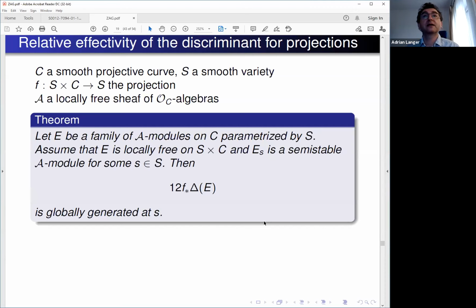So if we now have a product of a smooth variety with a smooth projective curve in any characteristic, and if we take a locally free sheaf of O_C algebras A, then if we have a vector bundle on the product, and if we have a family of A modules on this curve, which is parameterized by this S, and if we assume that this is semi-stable as an A module for some point, then one can actually prove that 12 times the push forward of the discriminant is globally generated at a point.